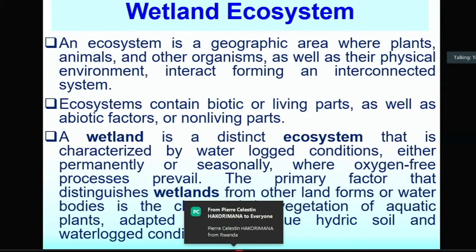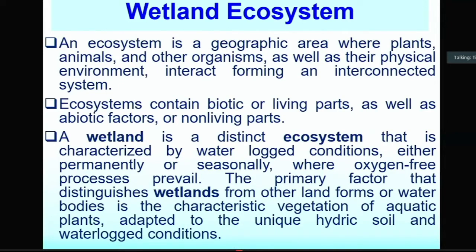The next one, I will talk more on the wetland ecosystem. What is a wetland ecosystem? It's an ecosystem of a geographic area where plants, animals, and other organisms, as well as their physical environment, interact, forming an interconnected system. It also contains biotic or living parts, as well as abiotic factors or non-living parts. As an ecosystem, it's also characterized by waterlogged conditions, either permanently or seasonally. It also has a factor that distinguishes wetlands from other landforms or water bodies: the characteristic vegetation of aquatic plants adapted to the unique hydric soil.